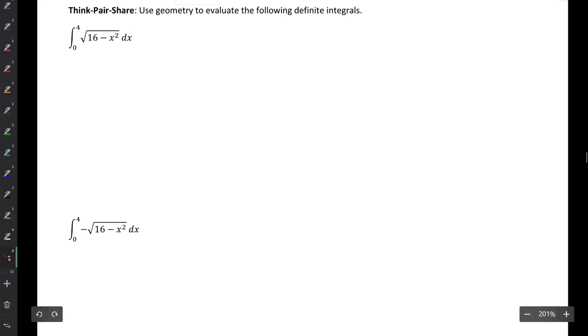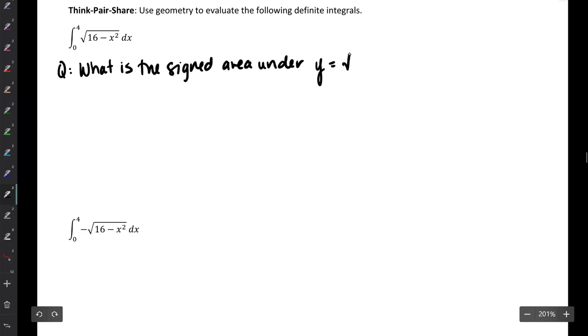All right, I am going to do this think, pair, share with you. We're given the same directions. We're asked to use geometry to evaluate the following definite integrals. The first thing that we want to do, all right, so question is, what is the signed area under this curve? Square root of 16 minus x squared.